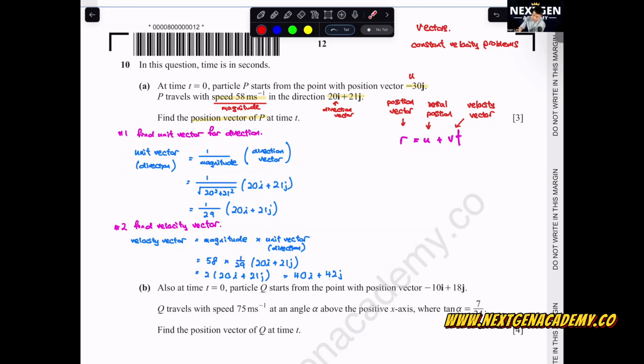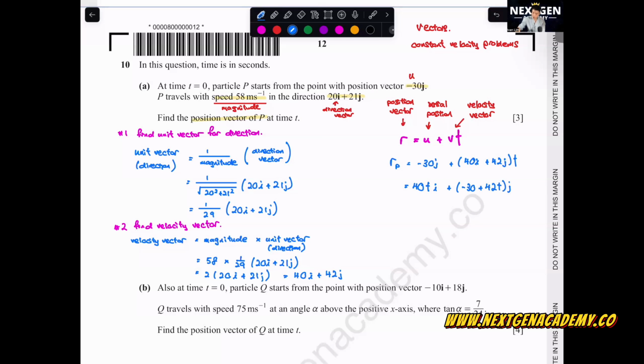Okay, now we're going to put into this r equals u plus vt. Position vector of particle p, so I'll write it as rp. Initial position is negative 30j, plus vt, which is 40i plus 42j t. You can rewrite it like this also: 40t i plus negative 30 plus 42t j.